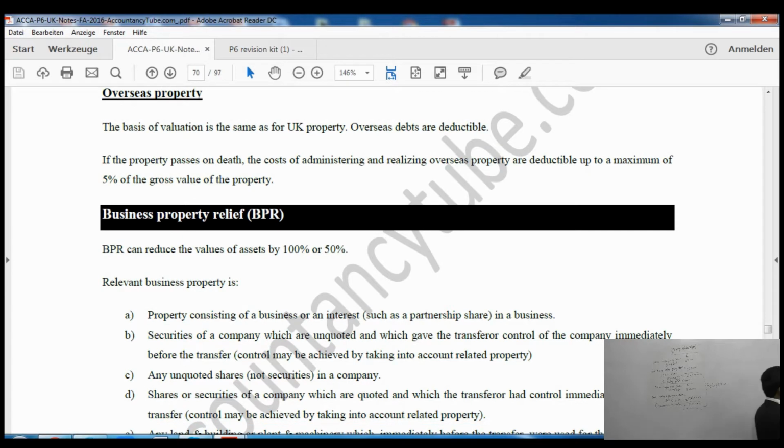So overseas property basically is exactly the same way like we've done earlier in the property valuation. So you'll have to deduct the overseas debts against the overseas income. You'll have to deduct that. And another thing is that 5% of the expenses of the maintenance of the property or the selling of the property is also deductible. That's what it says beneath that. So the maximum we can deduct is up to the 5%. So it says if the property passes on death, the cost of the administering and realizing overseas property are deductible up to the maximum of 5% of the gross value of the property.